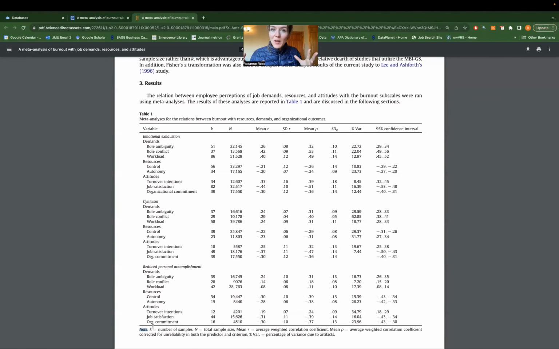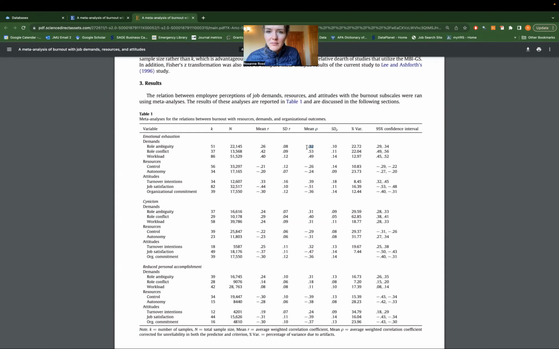So you have an explanation of K, N, and R, the average weighted correlation coefficient. Actually, here they have mean rho. That would be a better indicator of what you're looking for, because rho is the weighted correlation coefficient. It's the average correlation coefficient that's corrected for unreliability for both predictor and criterion. So that means that they took out error. So that's actually a better measure. And that's why you see it's higher, because they've removed the statistical noise. You could use either, but just be clear about which one you used. And rho would be better.